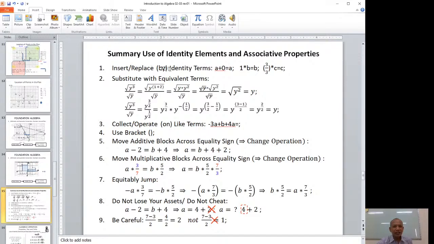First, insert or replace by identity term like a plus 0 equal a, 1 times b equal b, 3 over 3 times c equal c. Okay.